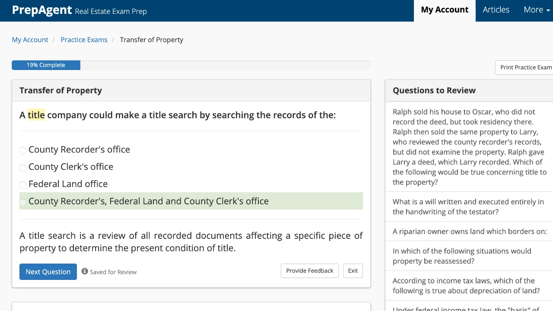Okay, evidence of ownership is title. Good. What is the difference between equitable title and legal title? Who knows? What is the difference between equitable title and legal title?